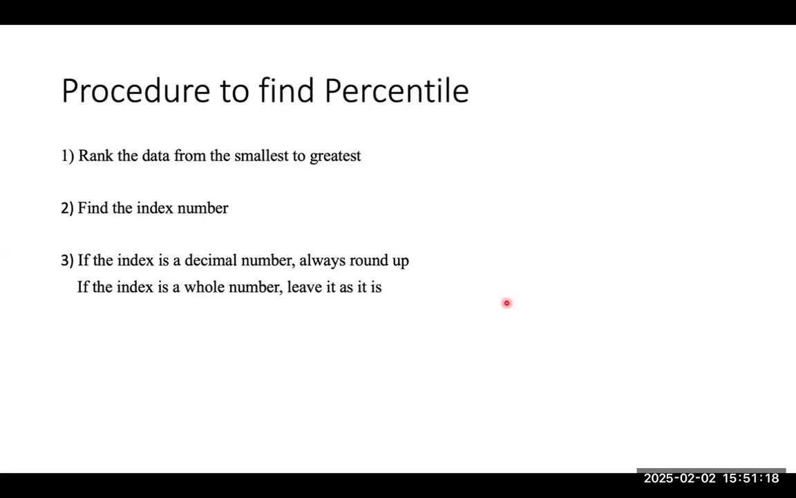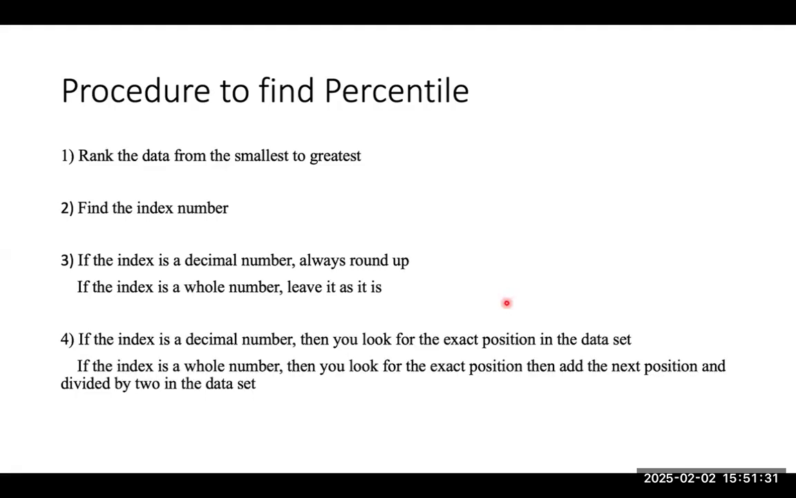Now let's look at the 4 steps approach to finding percentile. First, we rank the data from smallest to greatest. Second, we find the index number. Third, there are 2 outcomes for the index number, a decimal or a whole number. If it is a decimal, we always round up. If it is a whole number, then we leave it as it is, meaning that we don't do anything. And finally, we look for the position in the data set.